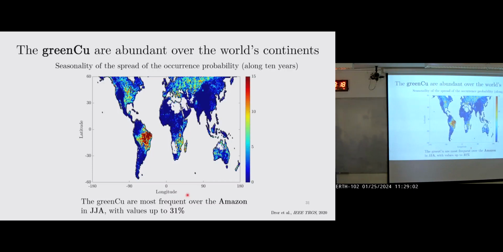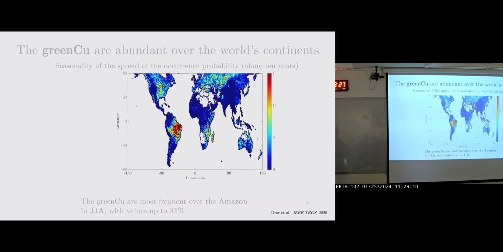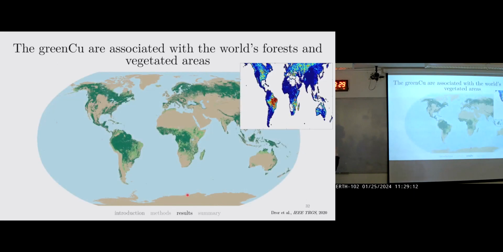So we see them over the Amazon, we see them over the US, over other continental areas, and we know that they are there many times during the dry season. Bear in mind this map, and now I'm showing you just the global distribution of the world's forests and other vegetated areas. And you see it's not entirely correlating, but there is a big affinity between these two maps. So green Cu like to form over green surfaces. This is why we refer to them as the green cumulus.